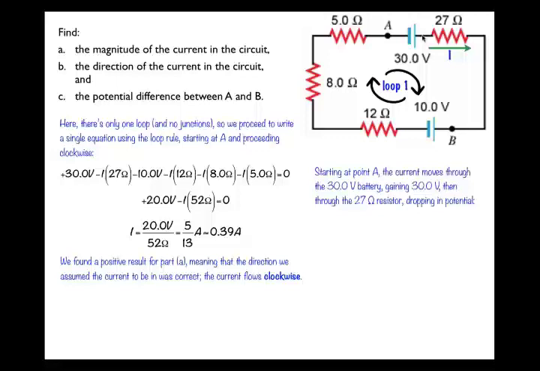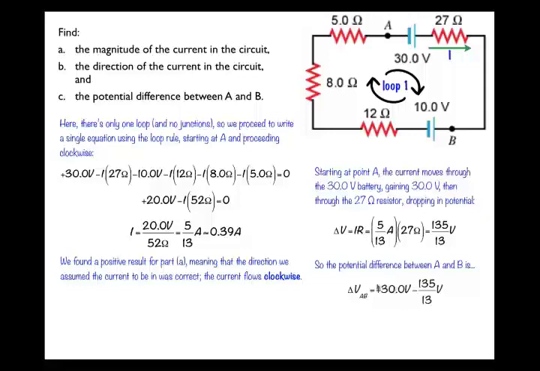Next thing I do is I move through the 27 ohm resistor with the current, so that's a drop in electric potential of, well, I can calculate it using Ohm's law, potential difference equals current times resistance. Our current is 5/13 of an amp, the resistance is 27 ohms, that's 135/13 of a volt, or just over 10 volts. And so the potential difference between A and B is then plus 30 volts minus 135/13 of a volt, or 255/13 of a volt, which is approximately 20 volts.